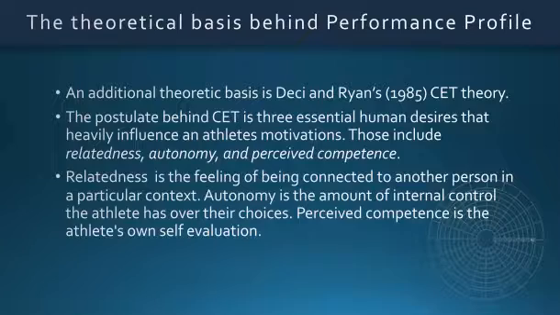An additional theory is the CET by Deci and Ryan. The idea of the CET is that athletes' motivation is influenced by three major topics: their relatedness, their autonomy, and their perceived competence.